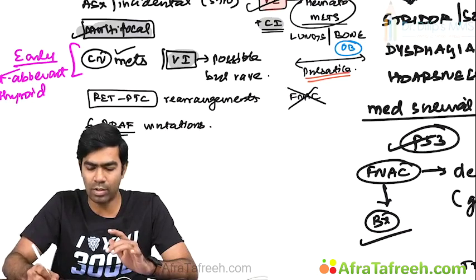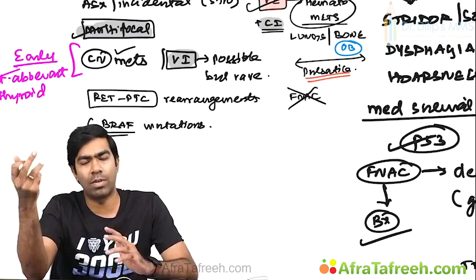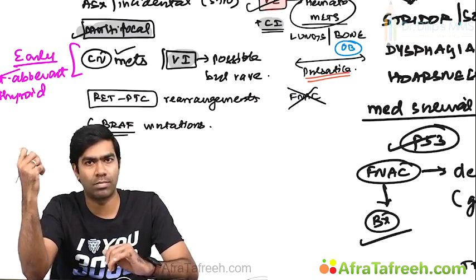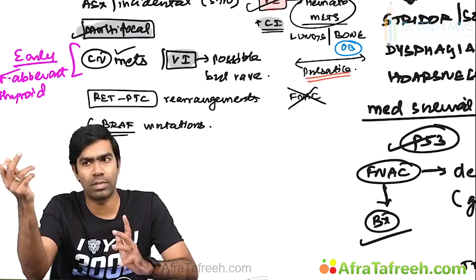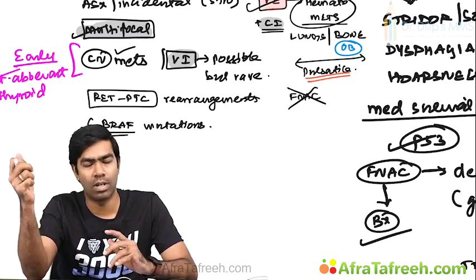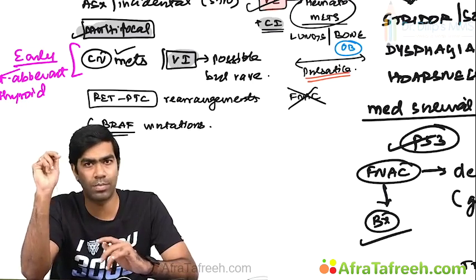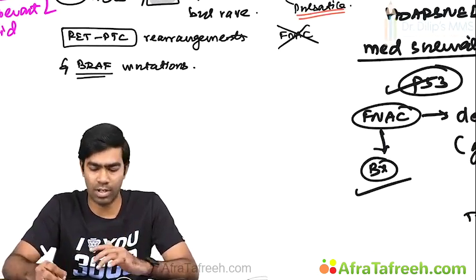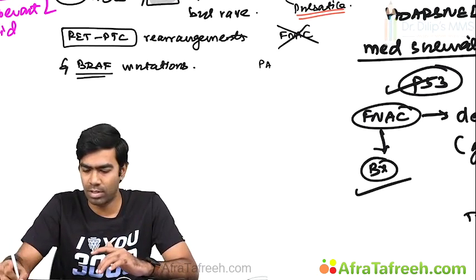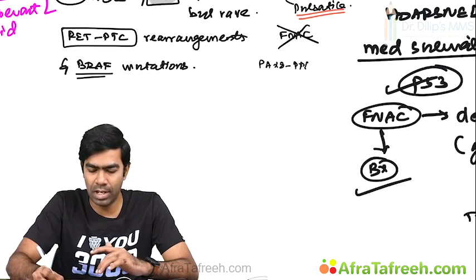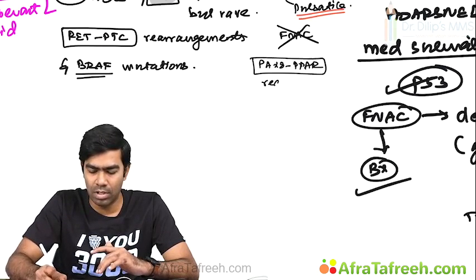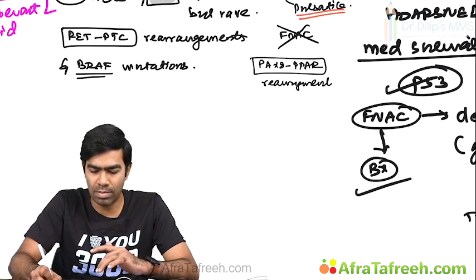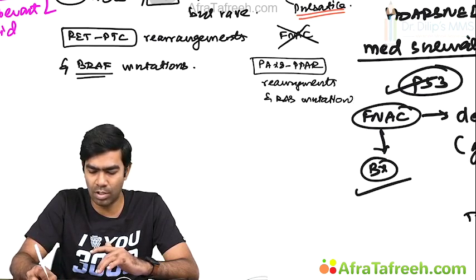Fine. So that's the reason why FNAC cannot diagnose a follicular adenoma versus a follicular carcinoma. Fine. It can tell you a follicular neoplasm, but it cannot tell you whether it's a follicular adenoma or a follicular carcinoma. So you need a biopsy for that, excision biopsy for that. At the same time, the mutation that is associated with this follicular carcinoma is PAX8-PPAR gamma rearrangements. This is what you usually encounter. At the same time, you can see RAS mutations as well.